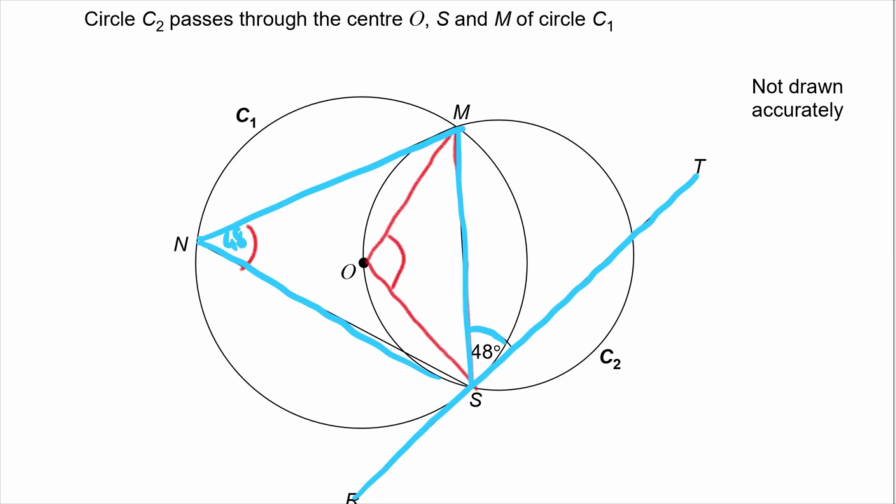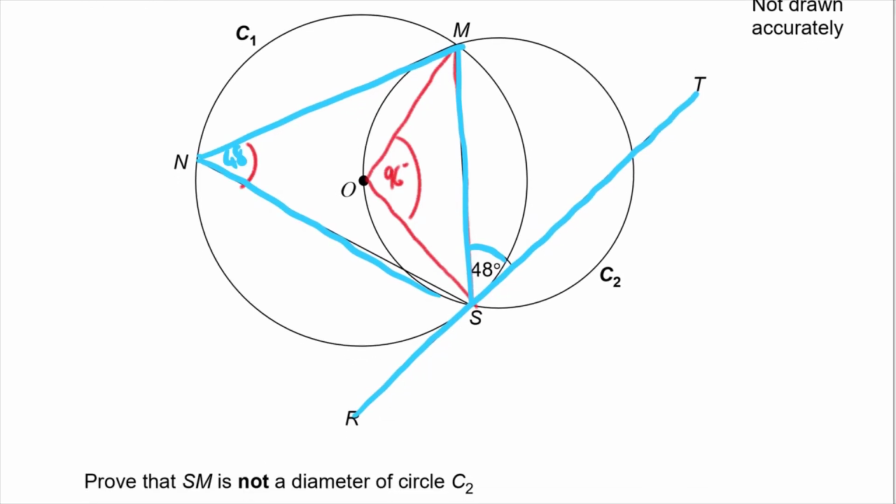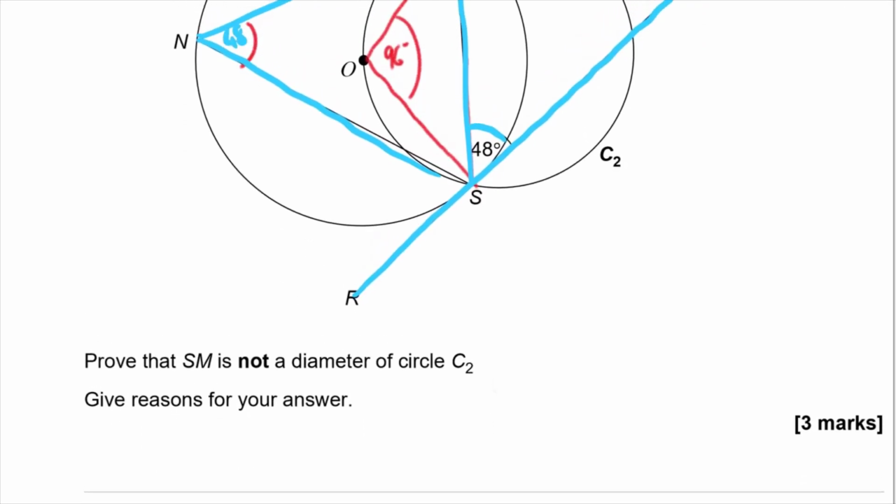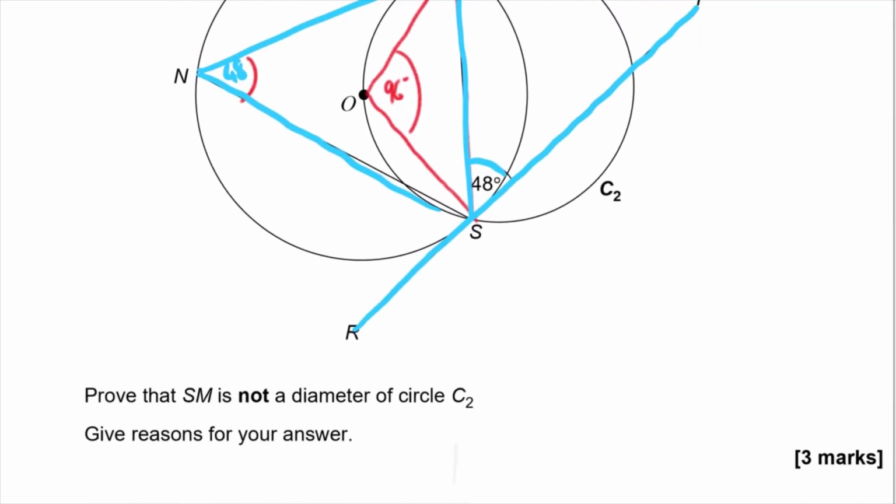So if that is 48 degrees, then that center angle there is going to be twice as big. 48 times 2 is going to be 96. I don't want to keep writing in blue. So that angle there must be 96 degrees. And therefore SM cannot be a diameter because it's not a right angle. Okay, so we need to write that all down now. Let's work backwards.